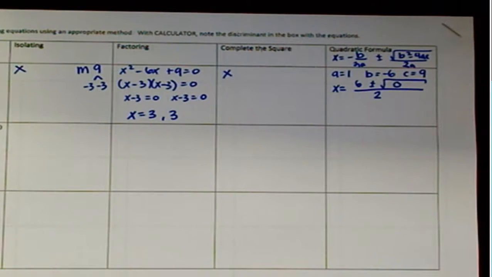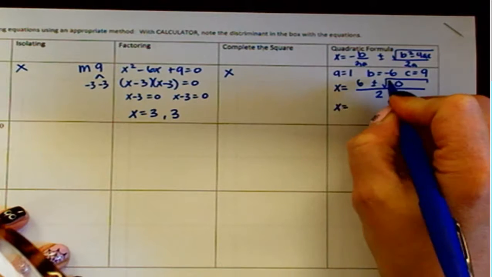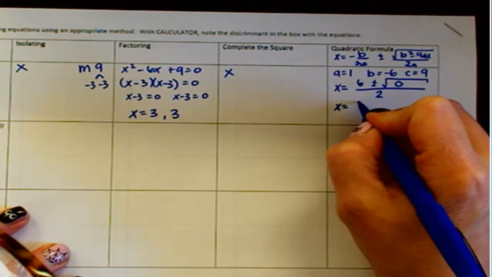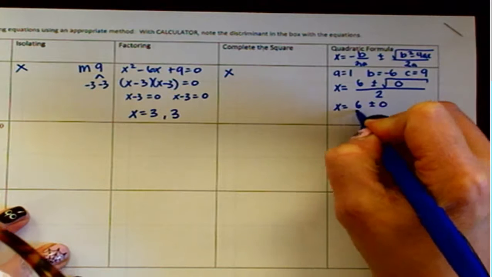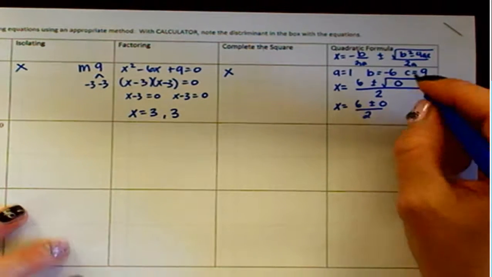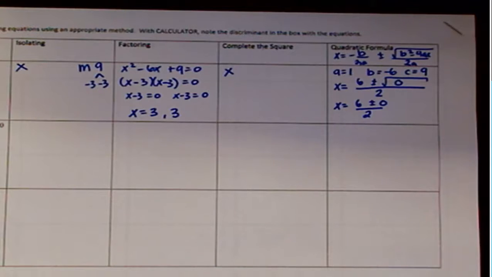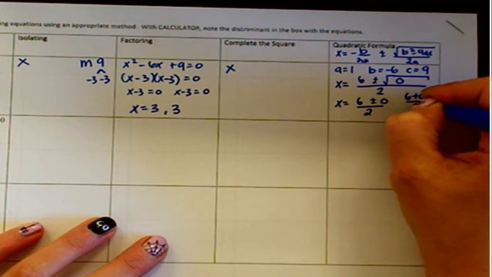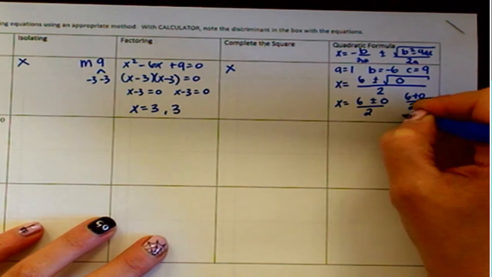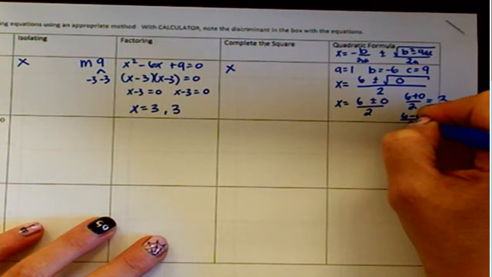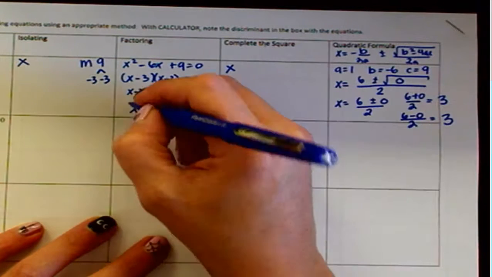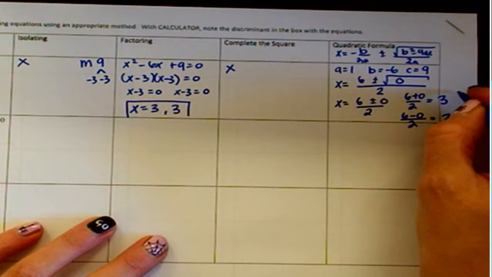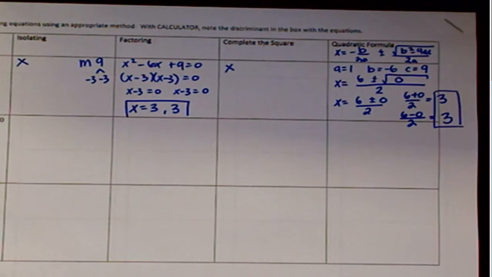Okay, continue simplifying. So we get x equals, what's the square root of 0? 0. Okay, so with that plus or minus, you might have to split it up into two things. You might also be able to do it in your head. 6 plus 0 over 2 is 3. 6 minus 0 over 2 is 3. Pretty nifty. You should get the same answer, guys.